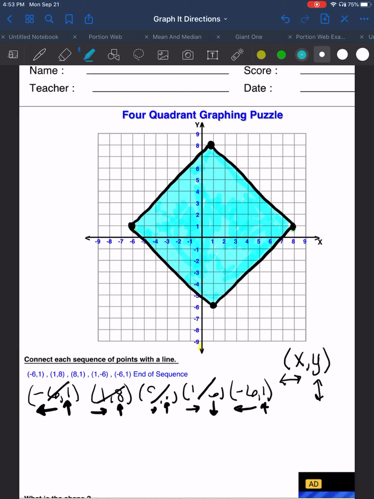All right, so again, you're going to look in Google Classroom for your assignment. You're going to do this on paper, probably with a pencil in case you make a mistake, and then submit the picture when you're done.